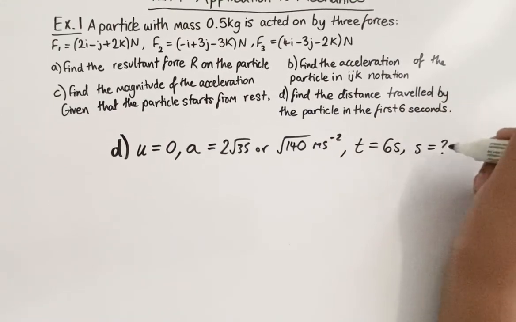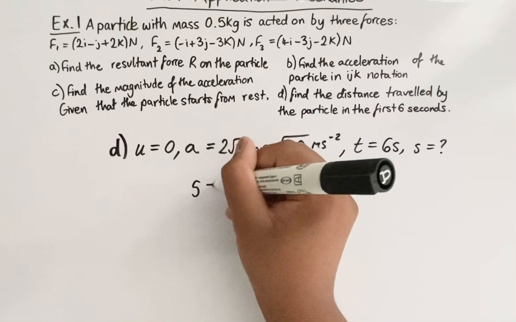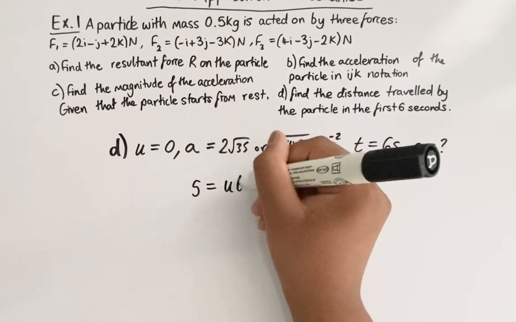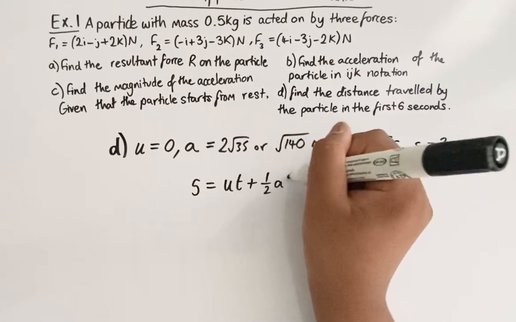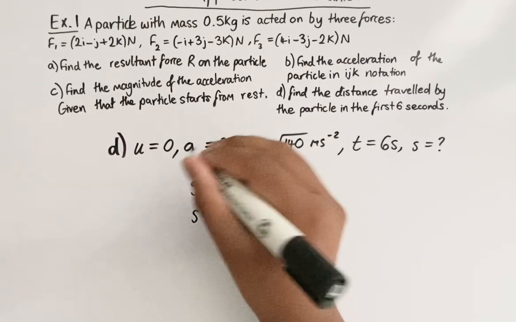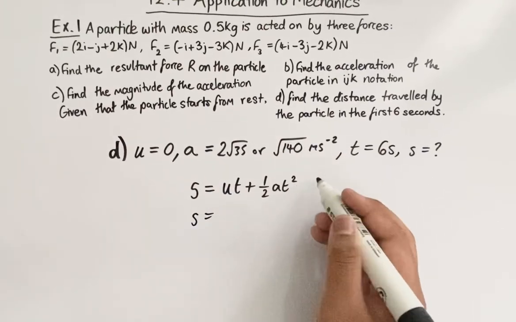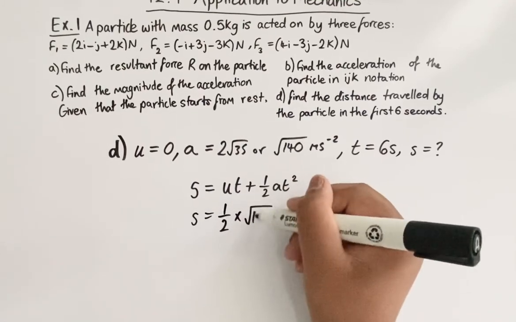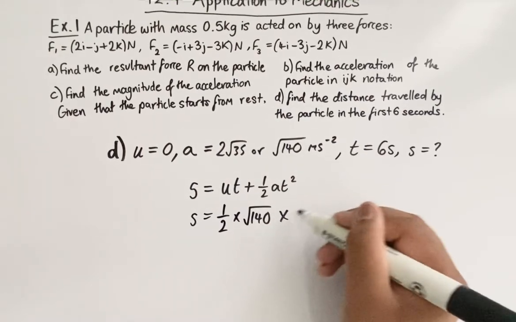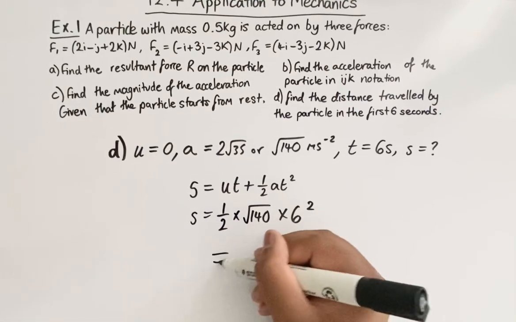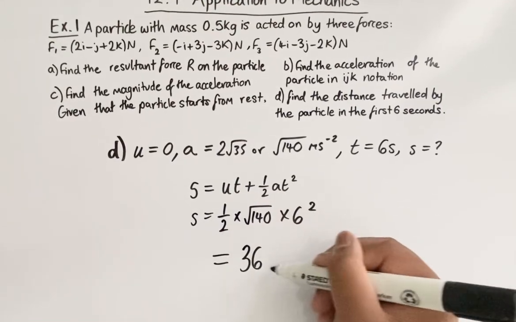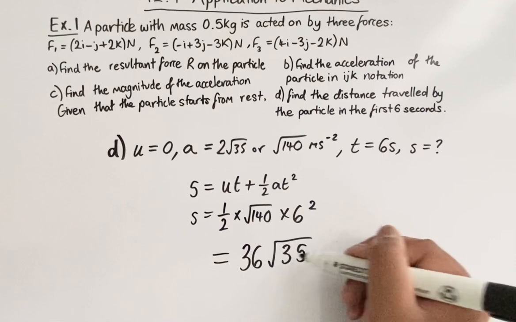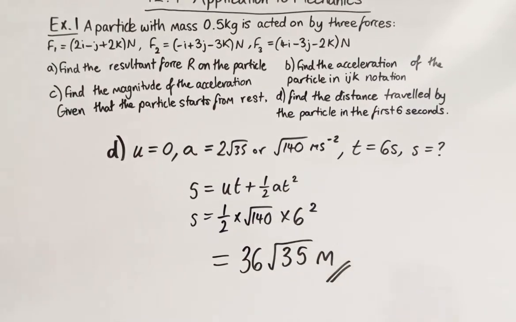Now, the SUVAT formula we can use here is s equals ut plus half at squared. As u is 0, we can just write this as half at squared, which will be a half times root 140, or 2 root 35, multiplied by 6 squared, which will give you 36 times the square root of 35 meters. And that's about it.